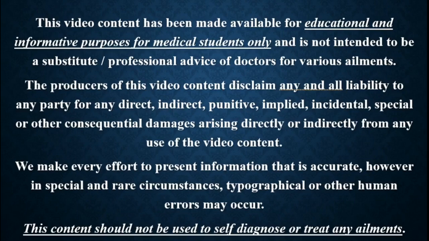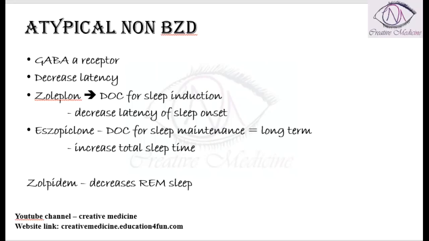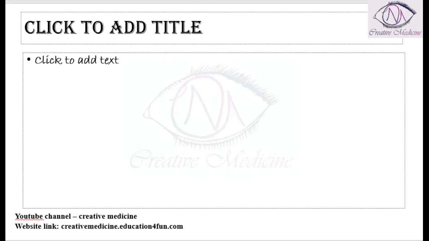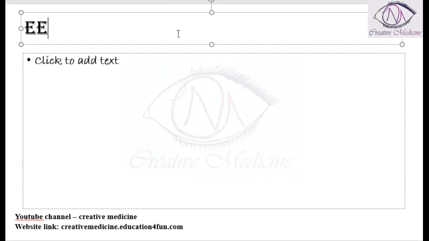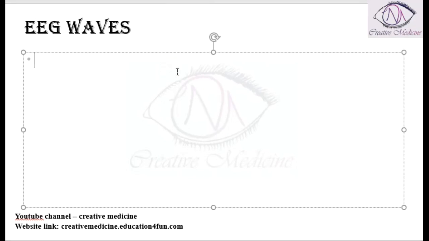In this lecture, we will learn about EEG waves. EEG waves are of five types. We have alpha waves, beta waves, theta waves, delta waves, and K complexes. So first, the alpha waves.